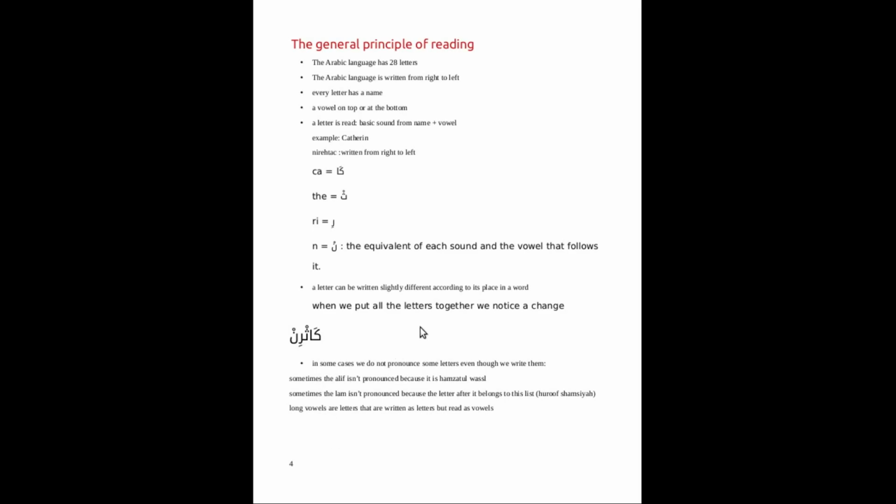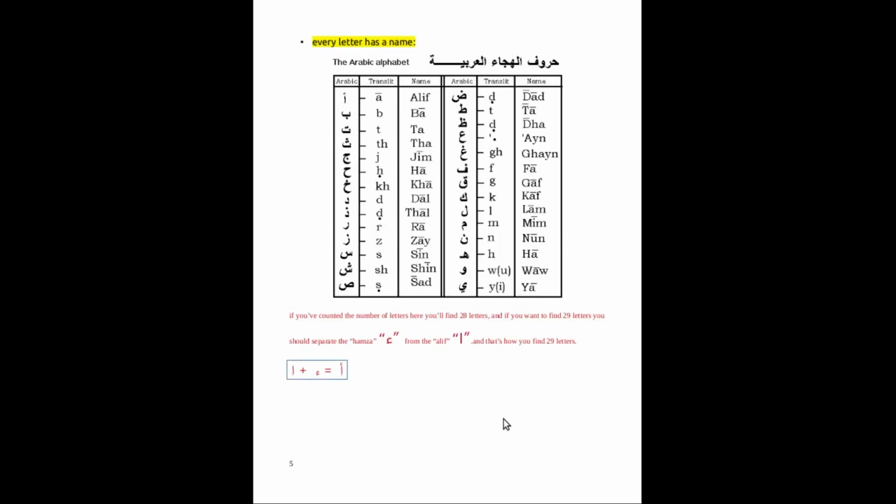So, okay, in some cases we do not pronounce some letters even though we write them. Sometimes the alif, for example, isn't pronounced because it is Hamzatul Wasl. Sometimes the lam isn't pronounced because the letter after it belongs to this list, Huruf al-Shamsiyya. And long vowels are letters that are written as letters but read as vowels. We're going to get into details of all of this.